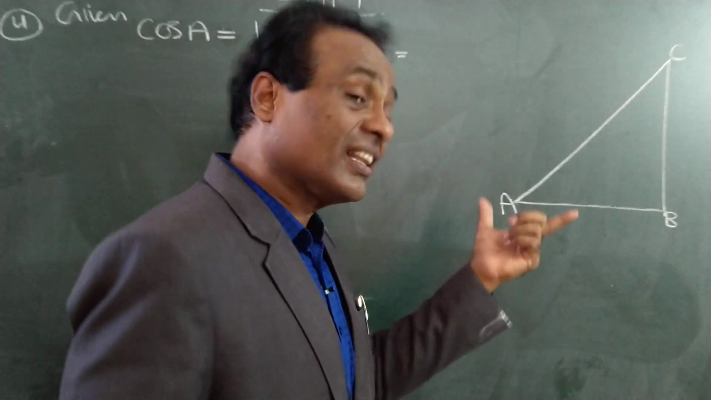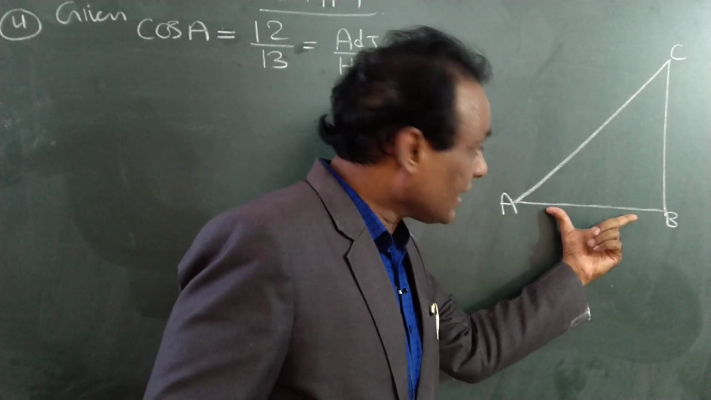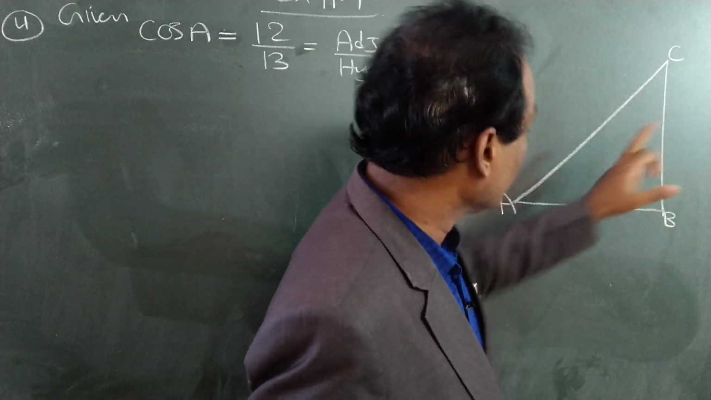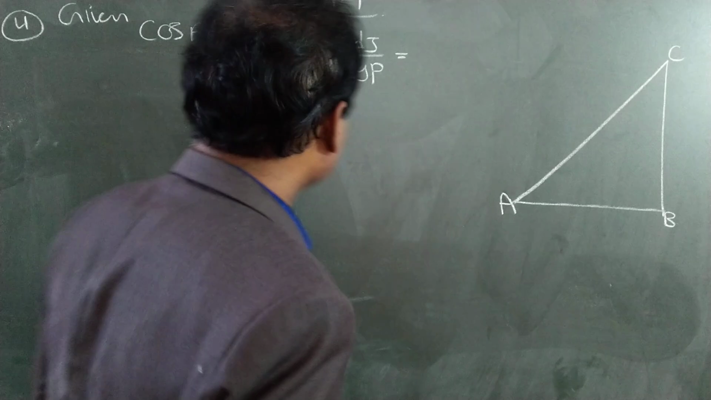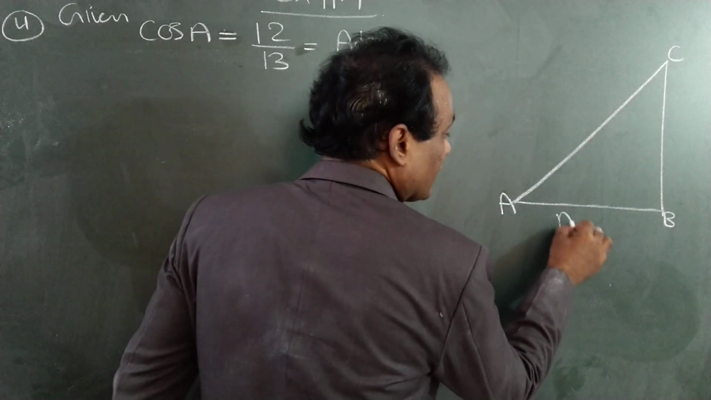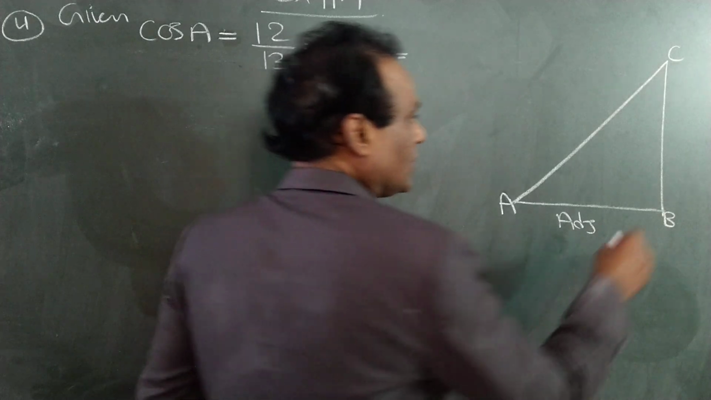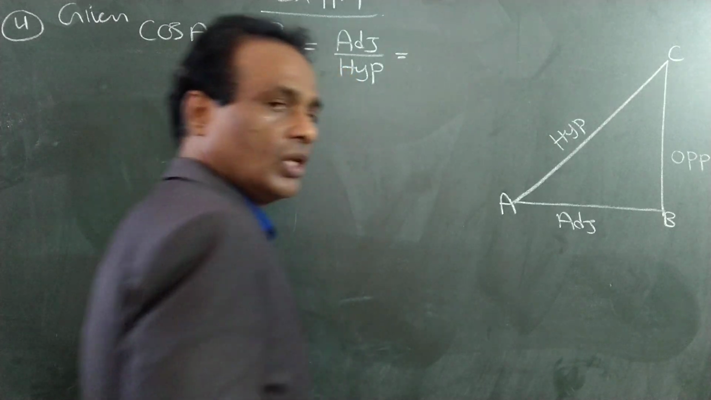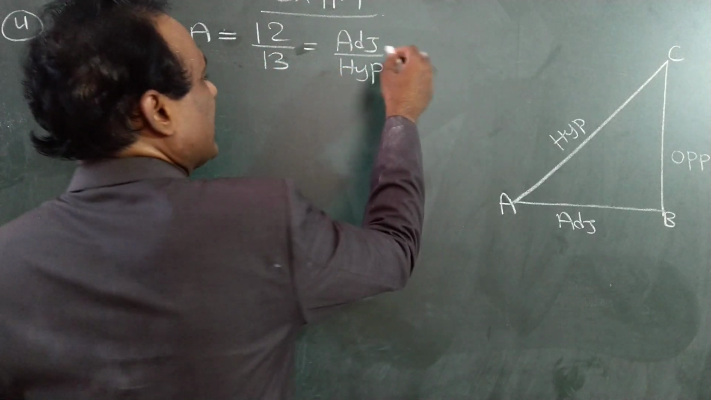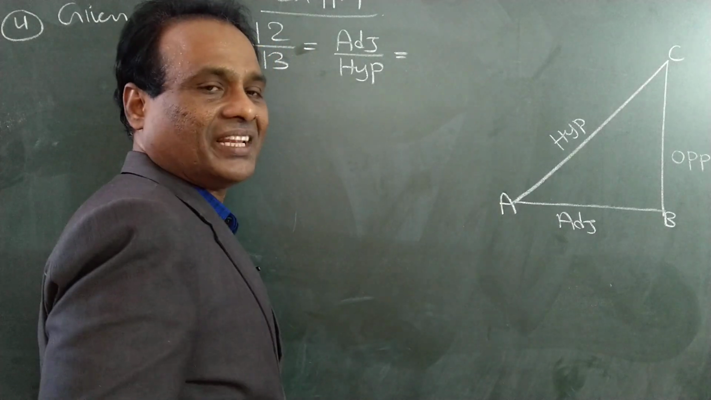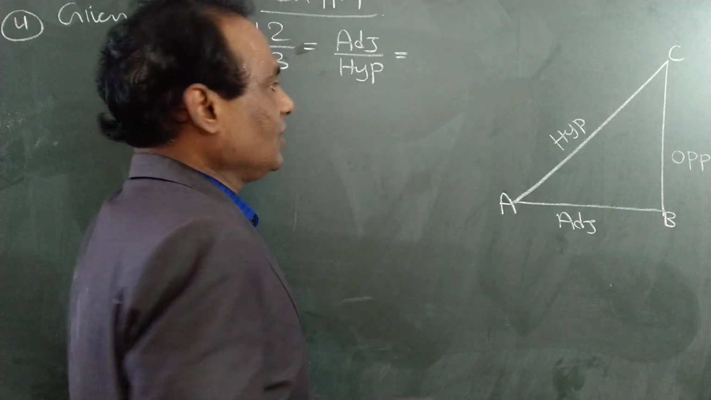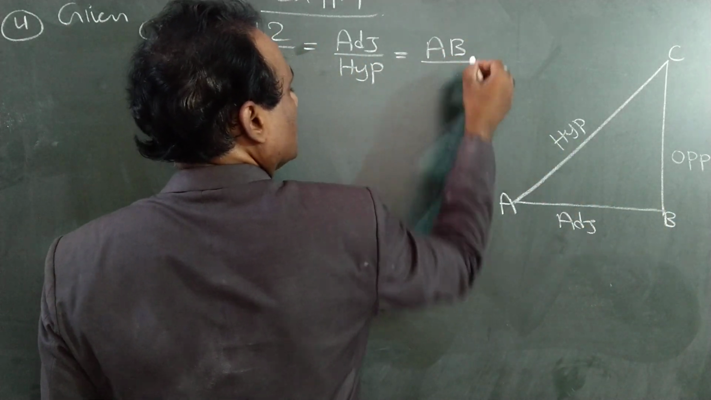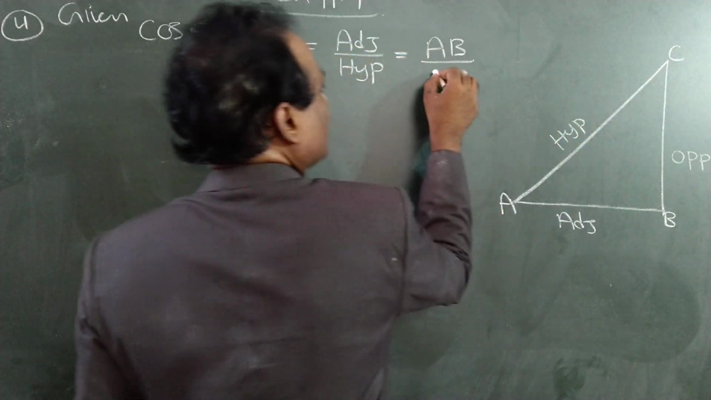What is the adjacent side? I will write that name. What is the name of this side? AB. This is BC, and this is AC. So for this angle A, this is the adjacent side, no doubt in it. This is the opposite side, and this is the hypotenuse. So instead of just writing adjacent, I will write the name of the side. Adjacent is AB, hypotenuse is AC.